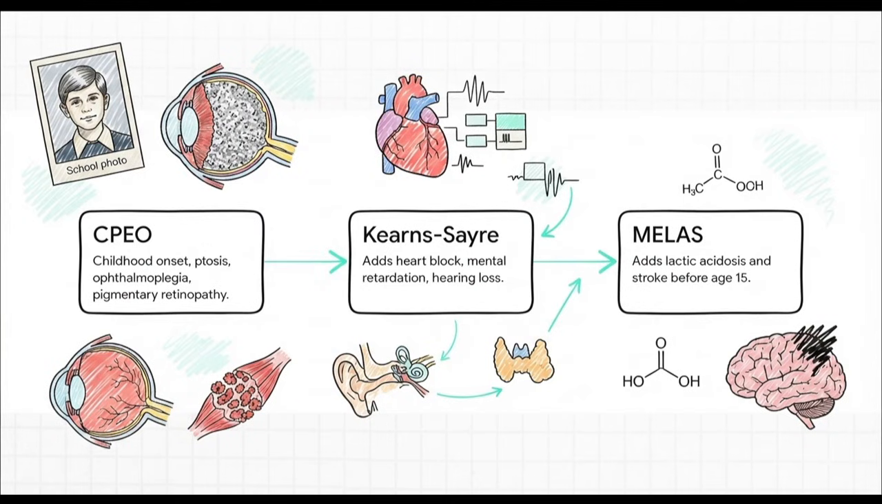It starts with CPEO, or chronic progressive external ophthalmoplegia. This develops over years. Sometimes you literally only notice it by looking back at old school photos. It presents with ptosis, though interestingly with the retained lid crease, which helps differentiate it from myasthenia gravis.